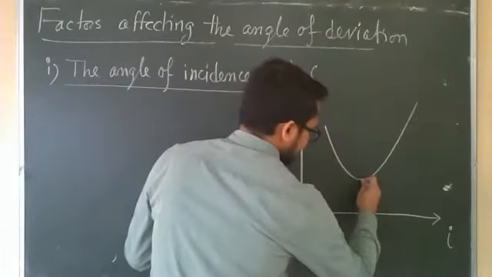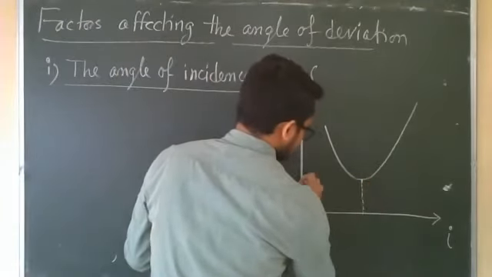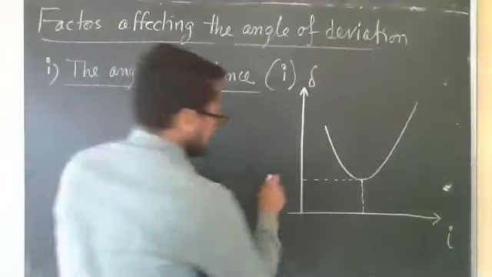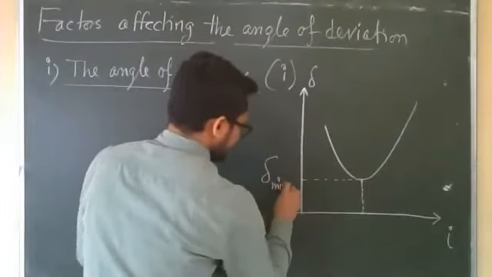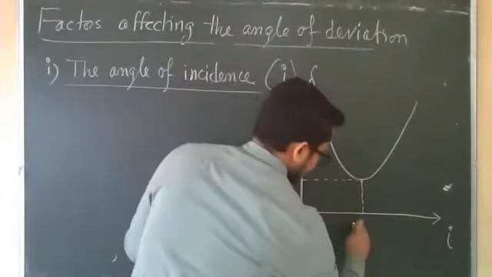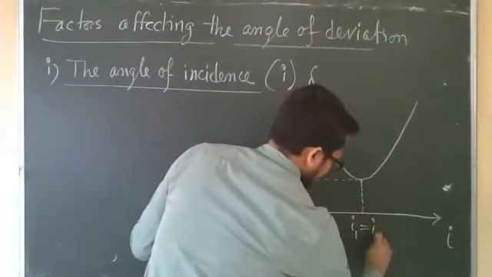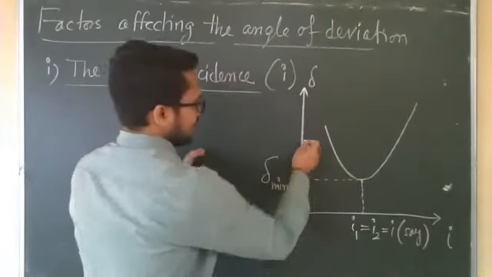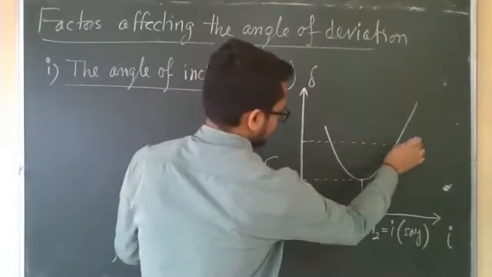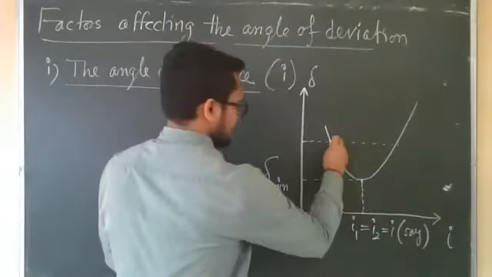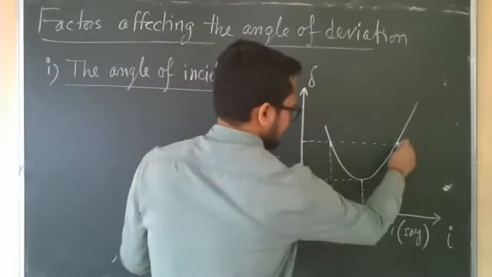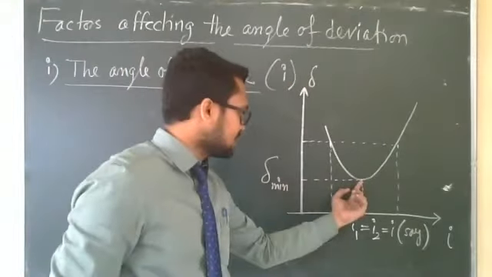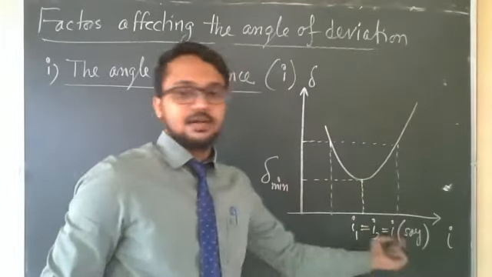So we are getting the minimum deviation at a particular angle of incidence. Here the deviation is minimum. At minimum deviation, what will happen? We know that I1 equals I2, we can take it as I. For any other angle of incidence, there will be two different angles of incidence, suppose this is I1, then this is I2. But for this point, we are getting I1 equal to I2 equal to I.